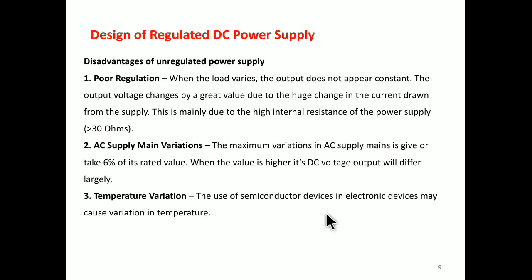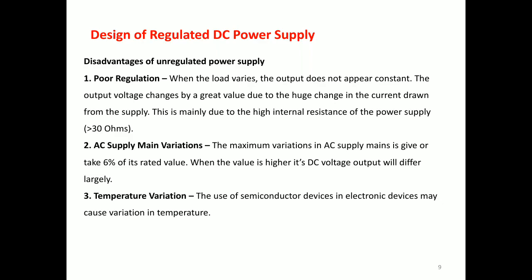Next, how to design a regulated DC power supply. Before going to design, we must know some of the disadvantages of an unregulated power supply. Why can we go for the regulated power supply? The first disadvantage of unregulated is poor regulation. That is, when the load varies, the output doesn't appear constant. The output voltage changes by a great value due to the huge changes in the current drawn from the supply. This is due to the internal resistance.